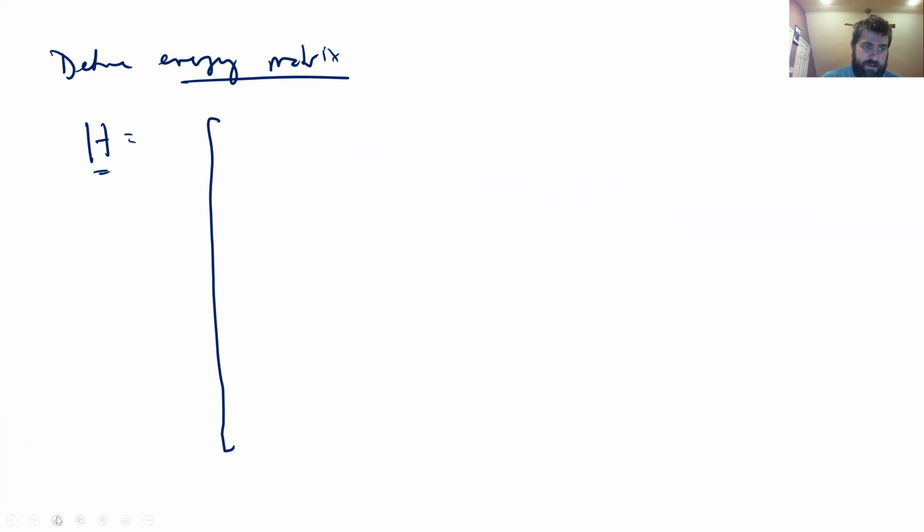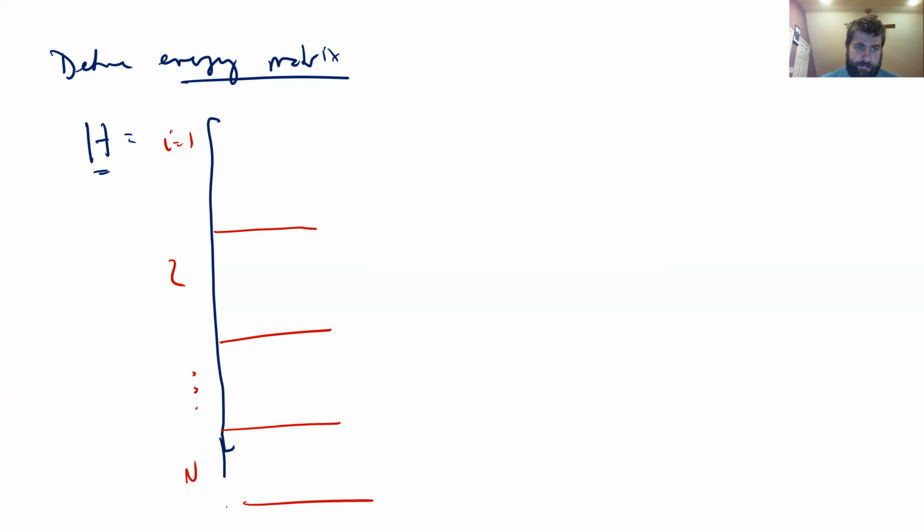Let me use a different color for those who can see color easily. It'll help a little bit, but it's not necessary. I equals 1 is going to be a block. I equals 2 is going to be another block. Then we'll continue there down to n, and we'll have a final block for n. And this is going to be a square matrix.